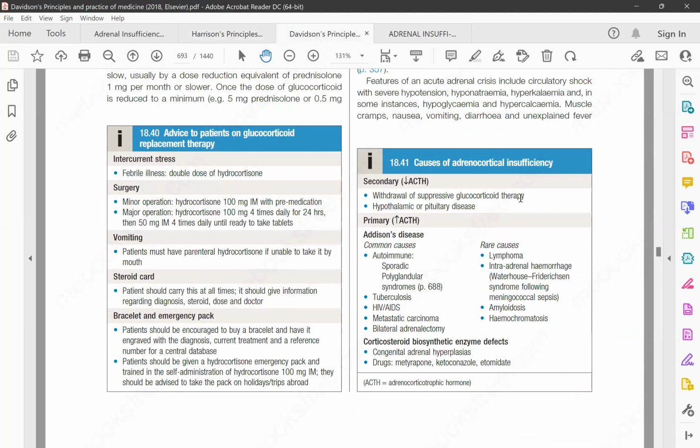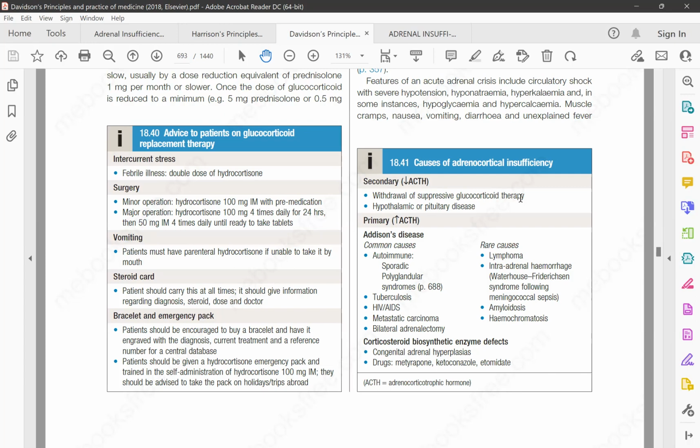So secondary, we know, is decreased ACTH: withdrawal of suppressive glucocorticoid therapy, and then hypothalamic or pituitary disease. He has combined secondary and tertiary together. Primary, we know the adrenal causes: autoimmune, sporadic, polyglandular, tuberculosis, HIV/AIDS, metastatic cancer, bilateral adrenalectomy, corticosteroid biosynthesis enzymes, congenital adrenal hyperplasia, drugs are given here. Rare causes: lymphoma, intra-abdominal hemorrhage, intra-adrenal hemorrhage, Waterhouse-Friderichsen syndrome, meningococcal sepsis, amyloidosis, infiltration, hemochromatosis.